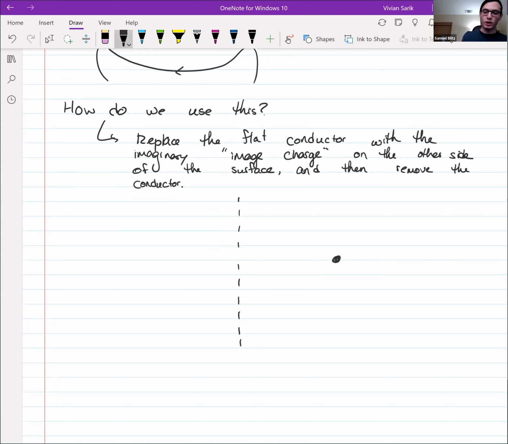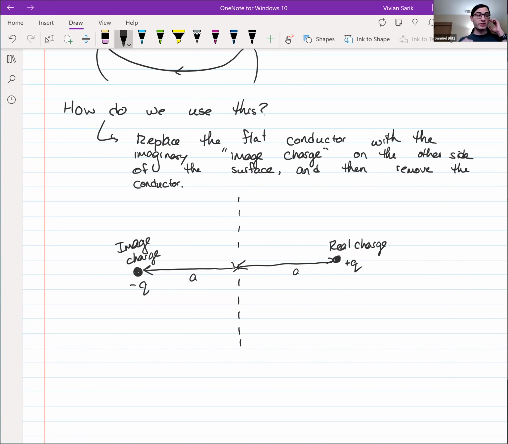You have your real charge with, say, charge plus Q. And maybe this distance here is, that's not a straight line at all. Maybe this distance here is a. So then you'd put an imaginary charge the same distance a away with a minus sign, also known as the image charge.